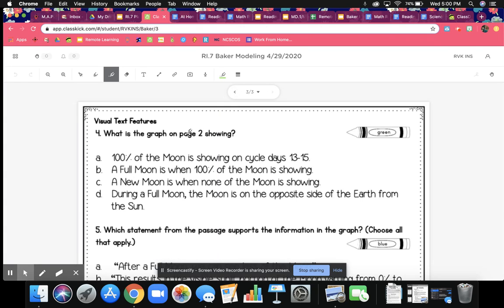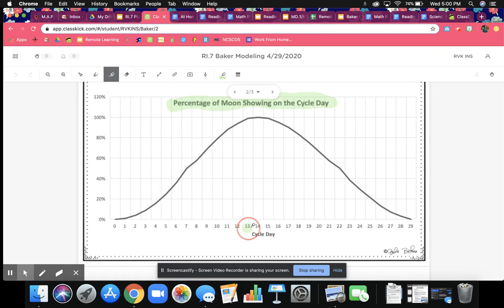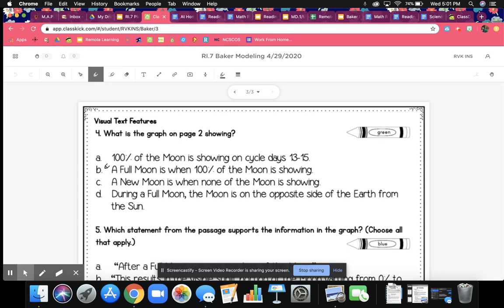So the first one, A, says 100% of the moon is showing on cycle days 13 through 15. So we need to go to cycle days 13 through 15. Is 100% of the moon showing on those days? 13, 14, 15. So we're pretty close. So we're going to go ahead, just because this 13 isn't all the way there, but it's close. We're going to go to our question, and we're going to put a star beside that one, because it was possible. But I'm going to go and see if there's a better answer.